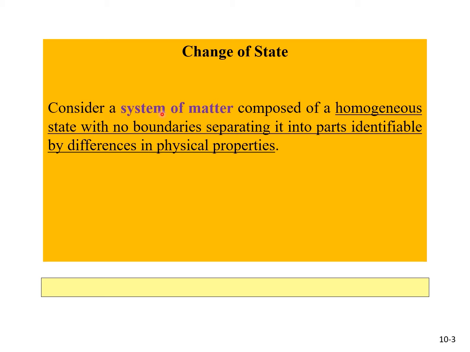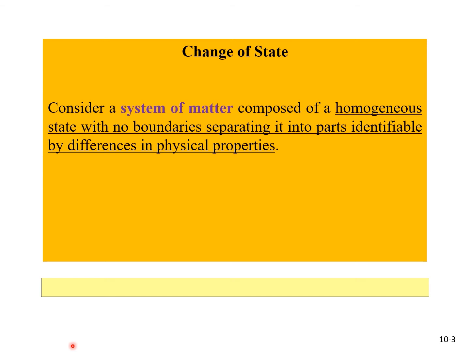Now, I would like to talk about state. Consider a system of matter composed of a homogeneous distribution of atoms. That's important. Homogeneous means it's all the same, with repetitive atoms. Do you remember crystallinity of metals? Repeated blocks. If they're repeated, that's homogeneous. So it's a homogeneous state with no boundaries separating it into parts identifiable by differences in physical property. That's the meaning of a state.